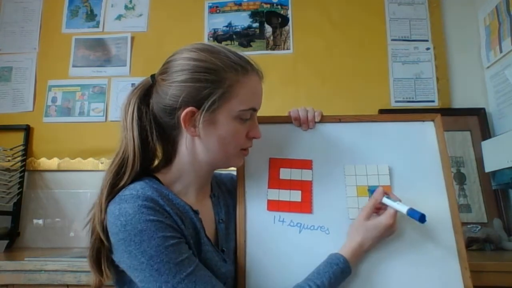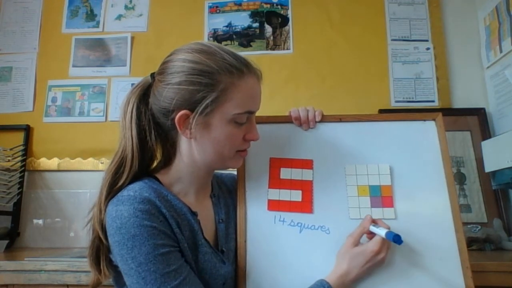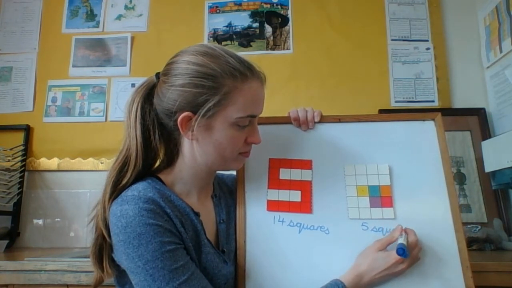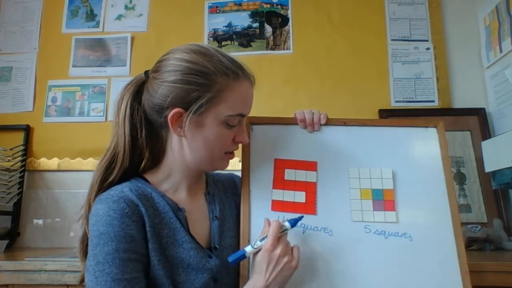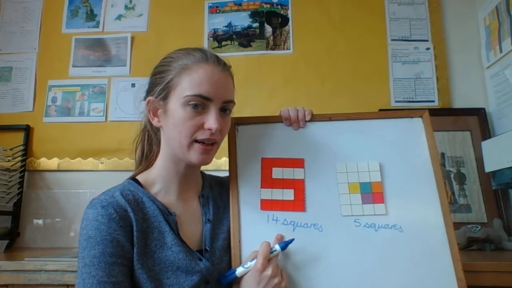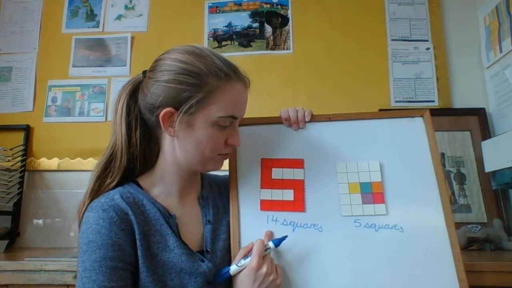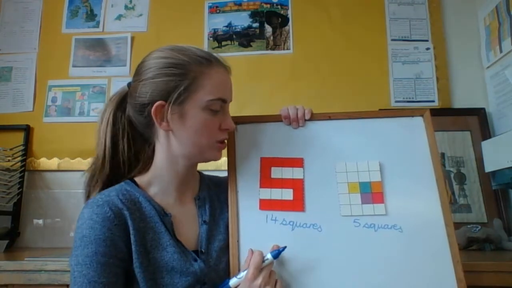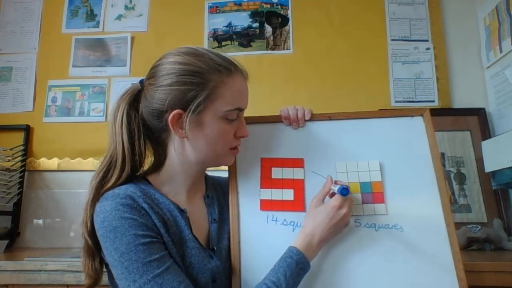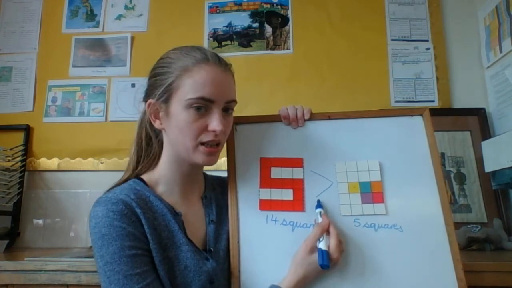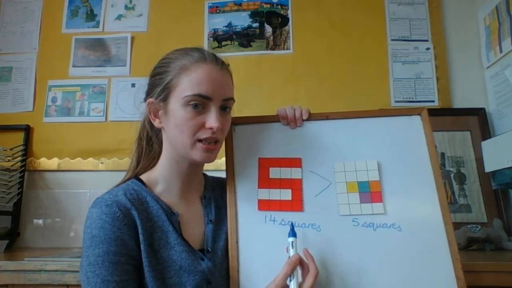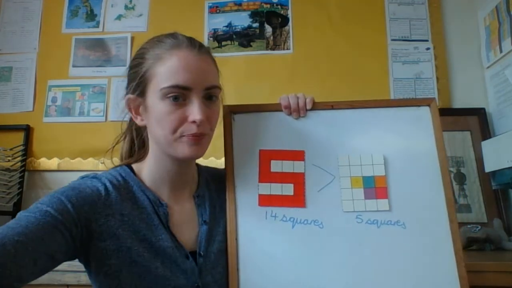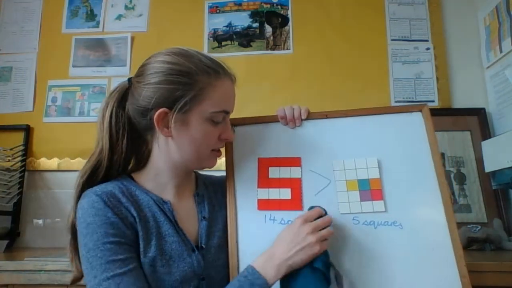Then I'm going to do this one. 1, 2, 3, 4, 5. 5 squares. So, this one has a greater area than this one because 14 is a bigger number than 5. It is made up of more squares. So I would use this symbol so that the bigger side is the side of the greater area, smaller side, the lower area. So, that's those shapes.